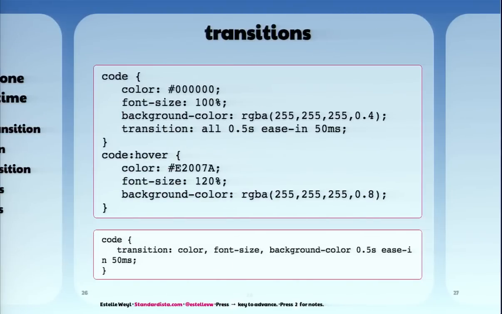So this is a transition. In the pre-state, I give it a color, a font size, and a background color, 40% opaque. And then I say transition all in half a second. And then on hover, notice that the transition is in the pre-state. It's in the pre-state because this way, if I change class, it will also transition. If it was just in hover, it would have to be in the hover to transition. I'm going to transition the color, the font size, and the background color.